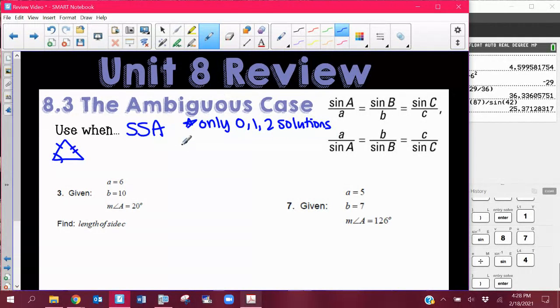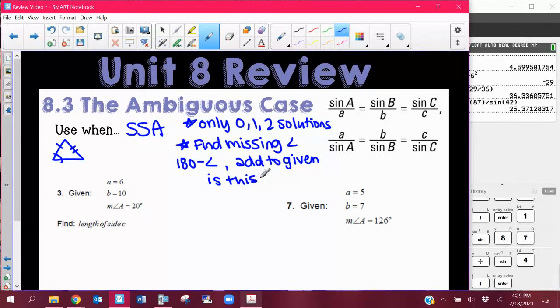And in order to make sure how many solutions there are, you're going to find the first missing angle. Whichever one you're looking for, in this case, I'd probably be looking for angle B. Once you find that missing angle, you're going to take 180 and subtract that angle and then add the given angle, whichever one they gave you in the problem, in this case 20 degrees. And then you see, is this a real triangle? Which means basically, is that less than 180? If it's less than 180, you've got one answer, you're good. If it's more, then I've got to find both.